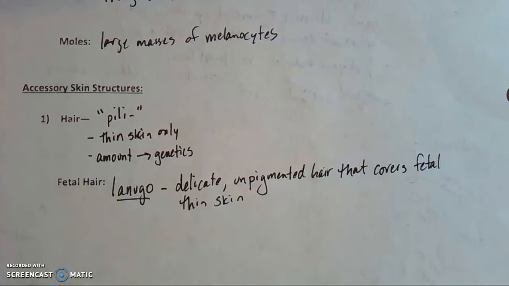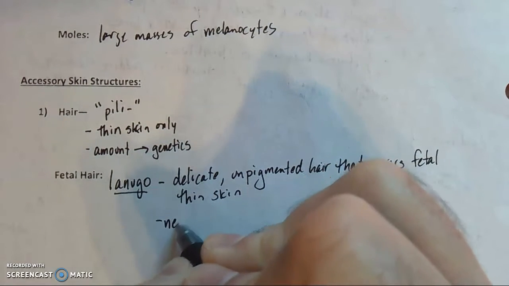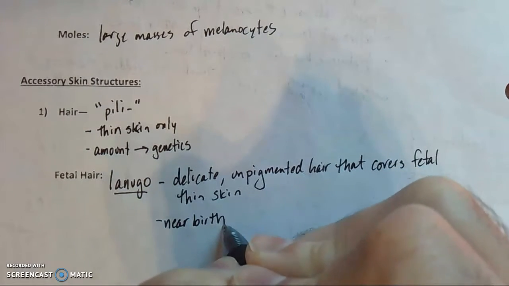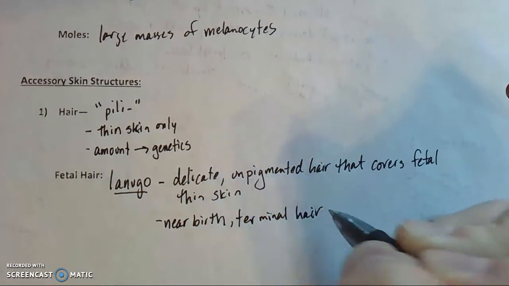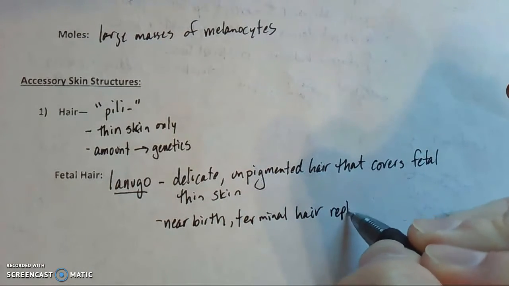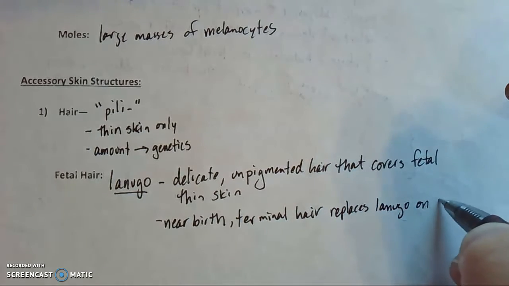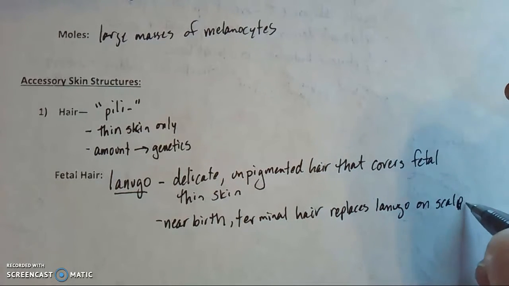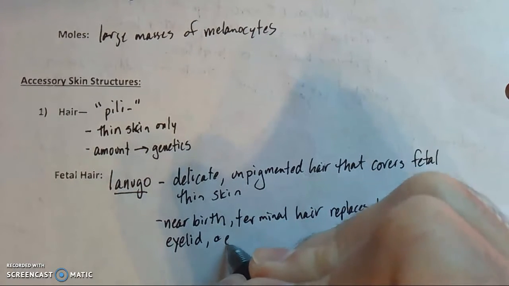And we have terminal hair, which is the hair that we see replacing this lanugo in certain areas. So near birth, terminal hair, which is terminal is the end, so the hairs that you see, replaces lanugo usually on the scalp, eyelid for your eyelashes, and eyebrows.